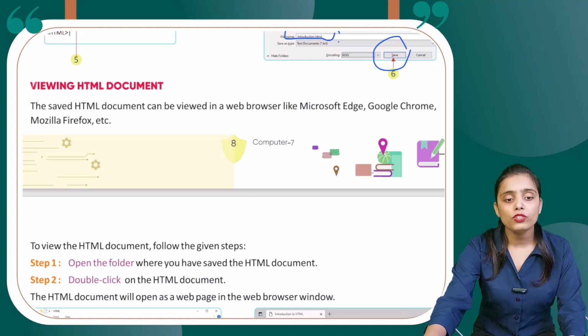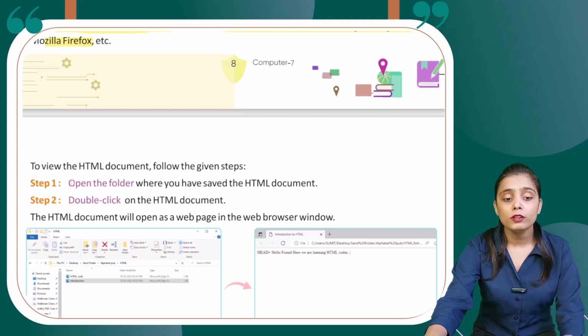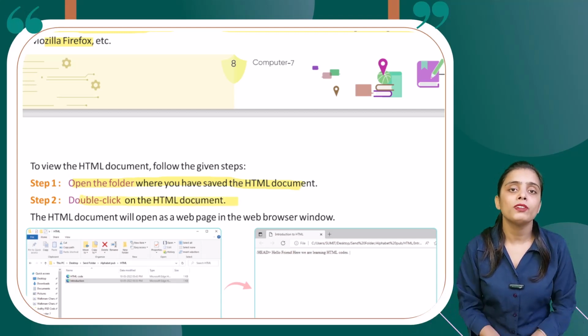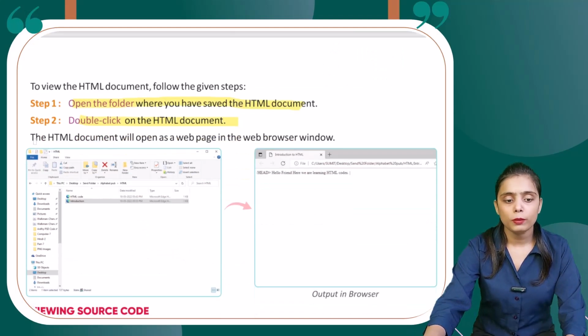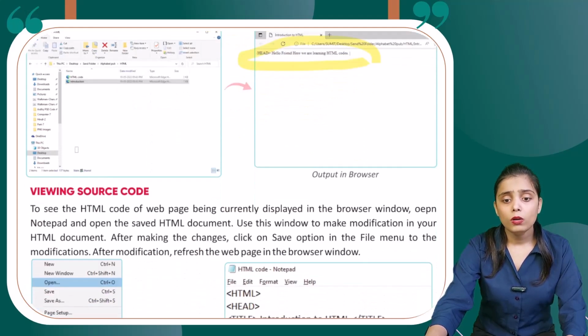Now let's see how to view an HTML file. Viewing an HTML document: the saved HTML document can be viewed in a web browser like Microsoft Edge, Google Chrome, or Mozilla Firefox. To view the HTML document, follow the given steps. First of all, you have to open the folder where you have saved the HTML document, okay, and double click on the HTML document. पहले तो आपको उस जगह पे जाना होगा जहाँ पे आपने folder save किया है. Always remember the place where you are saving your folder, okay, and now you have to double click on that HTML document. The HTML document will open as a web page in the web browser. So here you can see the content is visible in this browser. Okay, now let's move forward.